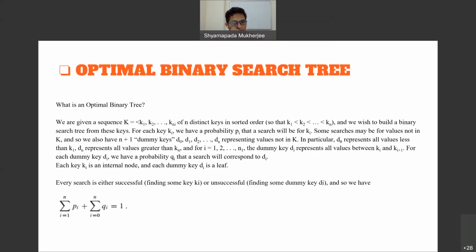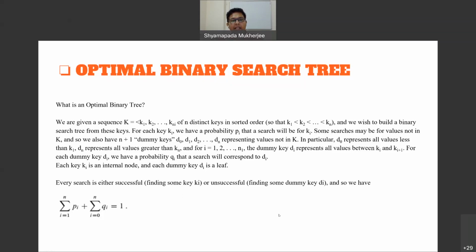So what is an optimal binary search tree? Here the optimal binary search tree consists of a set of keys K, from key K1 to Kn. We are assuming that these are distinct. It's not always that you'll have a successful search, because in the example you have taken, there may be some English terms for which we could not find a corresponding French term. For those terms, we will reach an unsuccessful search.